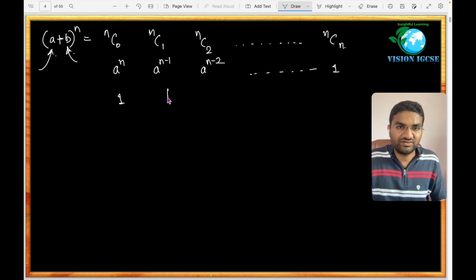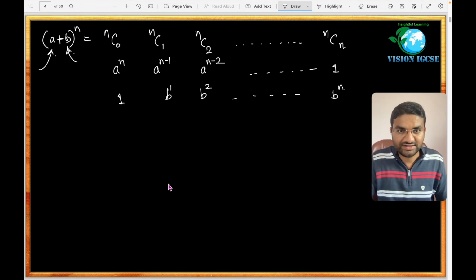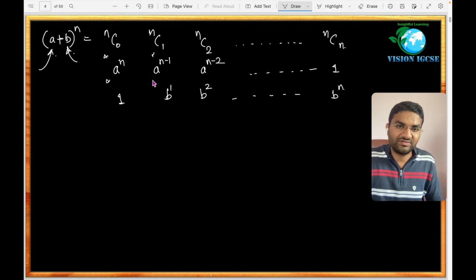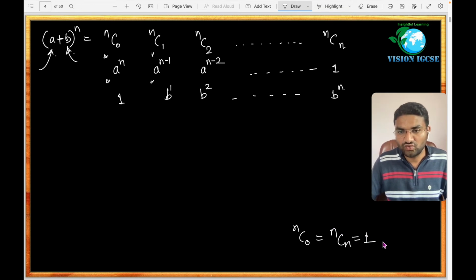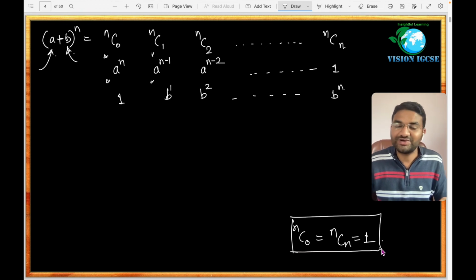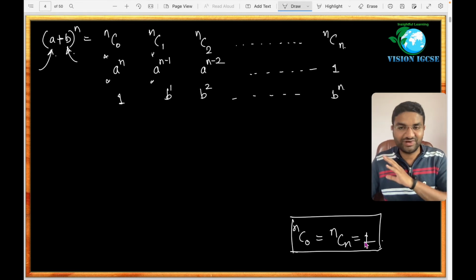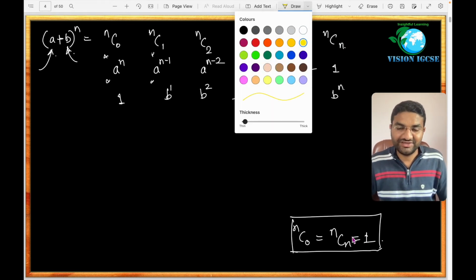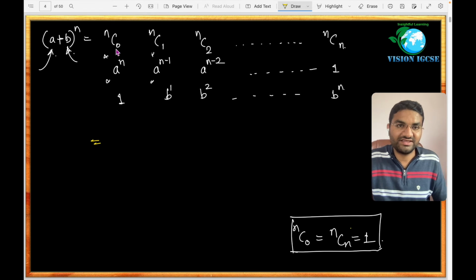So 1, b raised to 1, b square, and so on and so forth up to b raised to n. Then you have to write down multiplication of these things. Just for your understanding, there is one formula: nC0 is equal to nCn is equal to 1. How did we get this? You can cross verify: put any value of n, take nC0 in the calculator, and you will get straight away 1. Even nCn is equal to 1. Getting it? So here the first term is nC0, which is 1, as we have discussed.